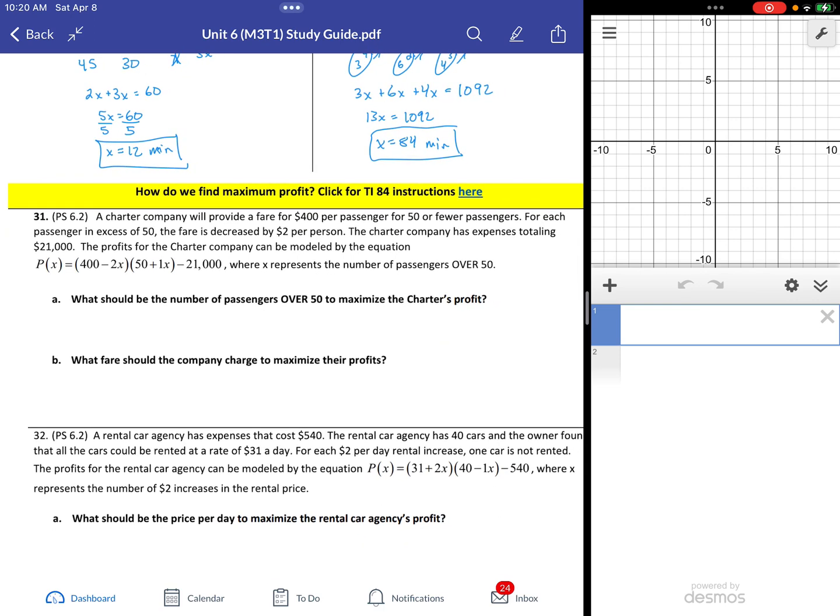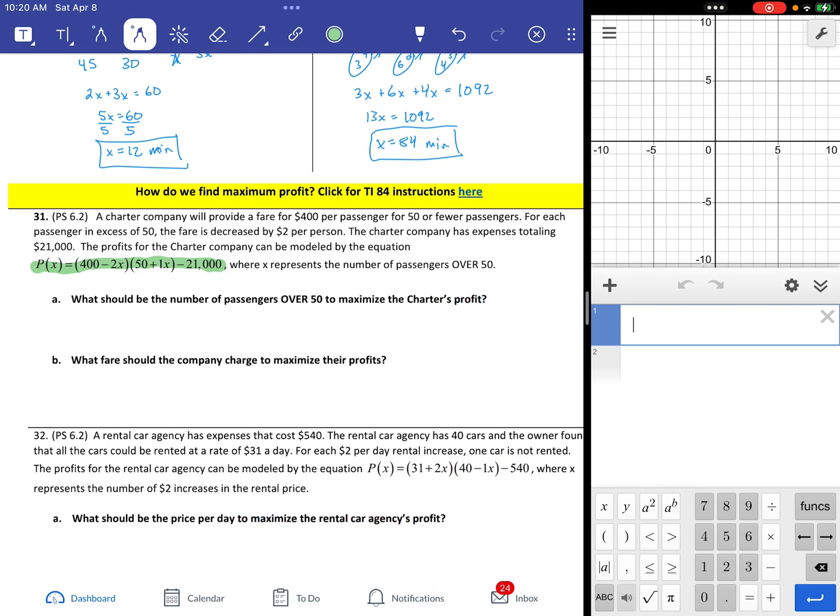All right, so a charter company will provide a fare of $400 per passenger for 50 or fewer passengers. For each passenger in excess of 50, the fare is decreased by $2 per person. So we have all this stuff, but the nice thing is you are given the equation to use right there. Since you don't have to find the equation, all you have to do is use that equation in Desmos.